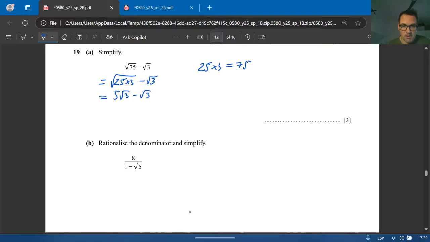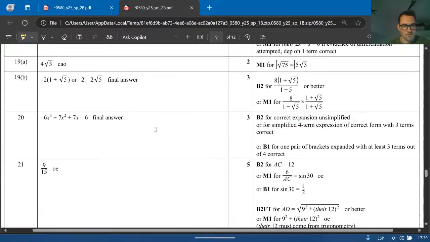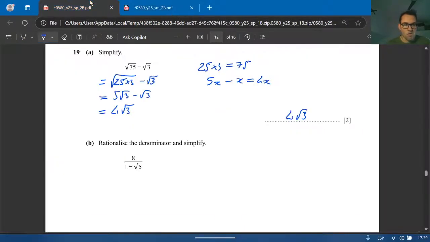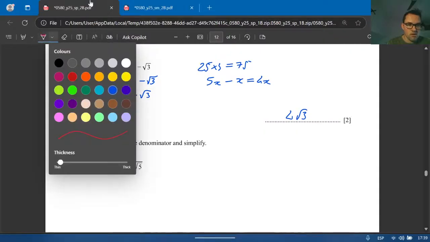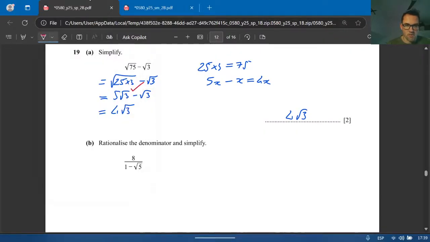Next step, imagine if we had 5x and we take away 1x, we'll be left with 4x. Same here, we've got 5 root 3's, take away one of those root 3's, we're left with 4 root 3. And that is the final answer. 4 root 3. Okay, correct answer only, which means nothing else. Okay, you get 1 mark for this 5 root 3 and then 1 mark for the final correct answer.